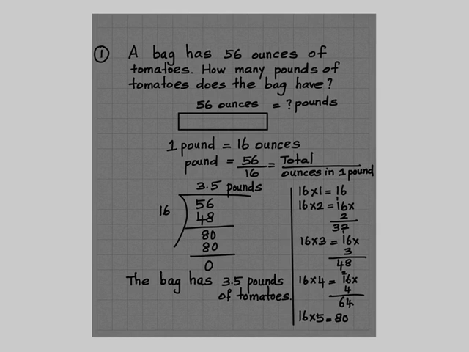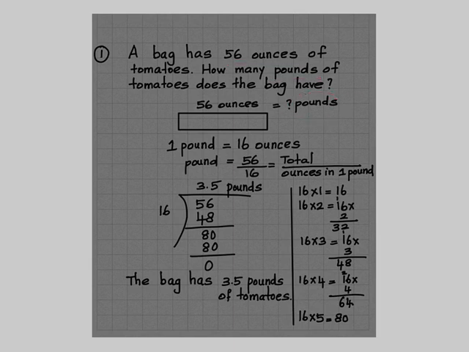A bag has 56 ounces of tomatoes. How many pounds of tomatoes does the bag have? It has 56 ounces and we have to convert it into pounds. What we have to find is pounds.